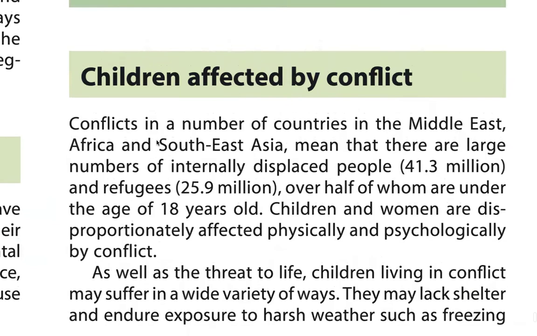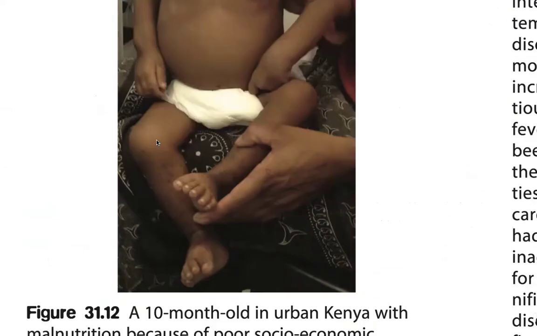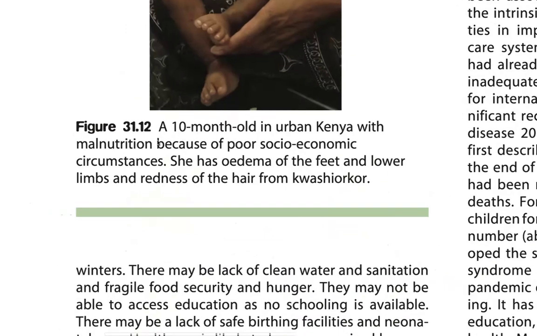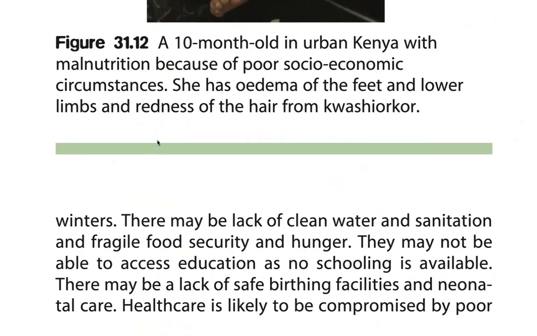Children living in conflict may suffer in a wide variety of ways. They may lack shelter and endure exposure to harsh weather such as freezing, extreme winters. There may be a lack of clean water and sanitation, food insecurity and hunger, and they may not be able to access education, or no schooling is available. There may be a lack of safe waiting facilities and nutritious food.